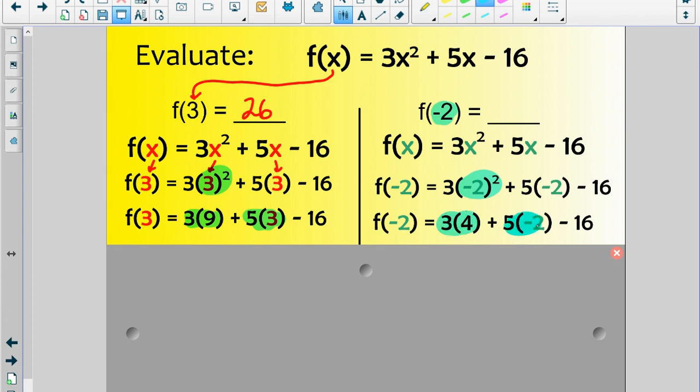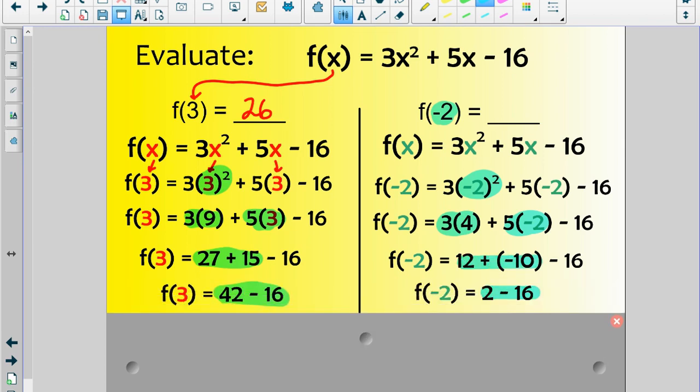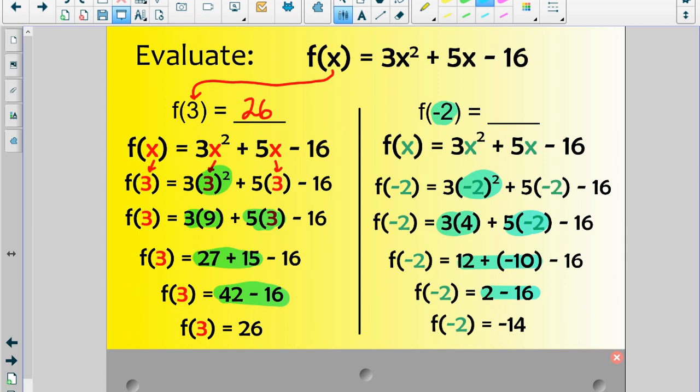So next is my multiplication step. I can do both of those from left to right. 3 times 4 is 12. 5 times negative 2 is negative 10. And I bring down the minus 16. And we just work left to right. 12 plus negative 10 is 2. And 2 minus 16 is negative 14.